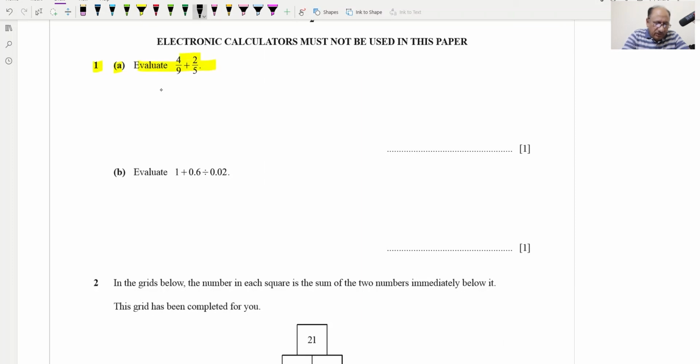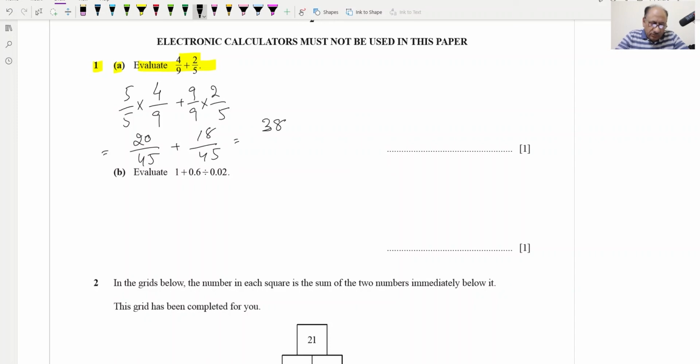For that one we can equalize the denominator, so 4 over 9 plus 2 over 5. We can multiply this fraction by 5 over 5, and this one by 9 over 9. This will be 20 over 45 plus 18 over 45, and now we can add: 20 plus 18 will be 38, so 38 over 45 is our final answer, which we can write over here. This was a 1 mark question.